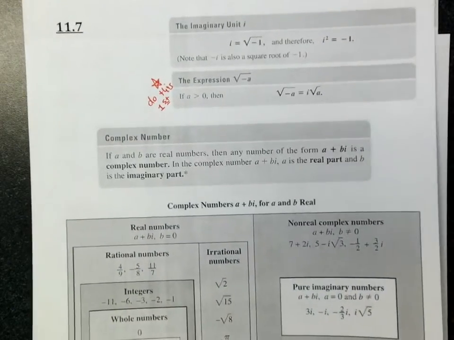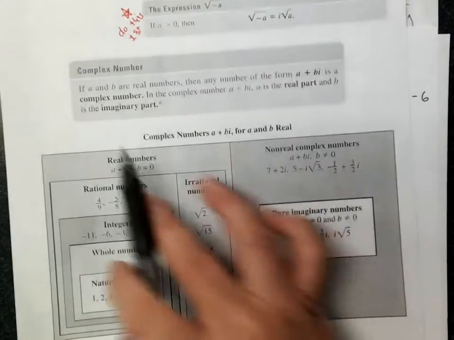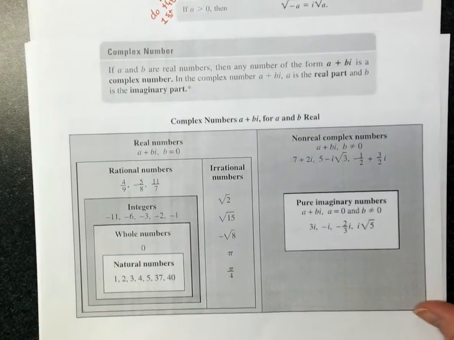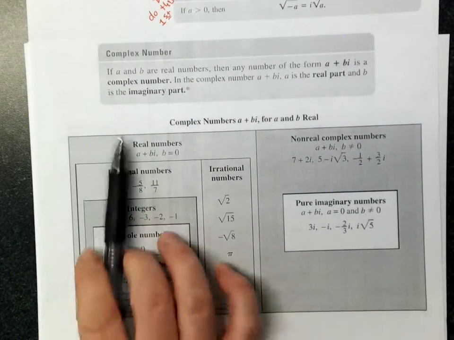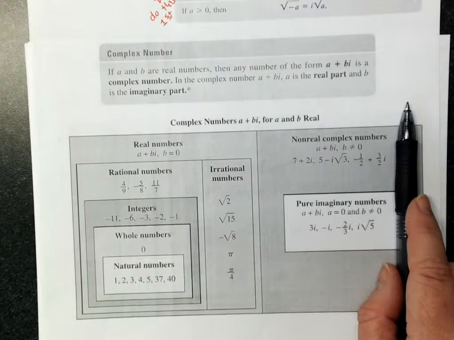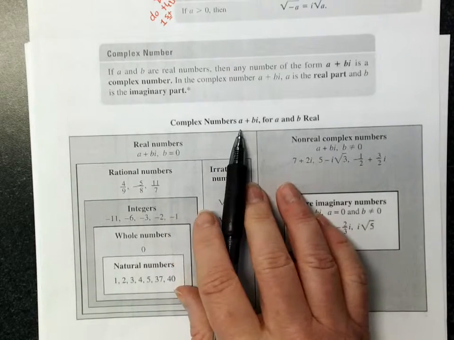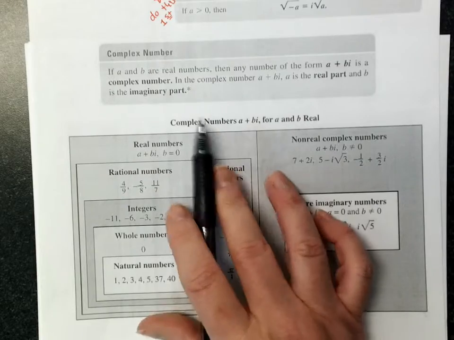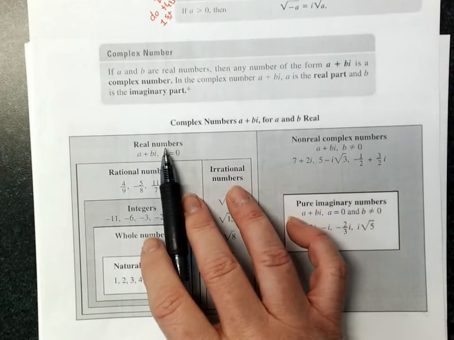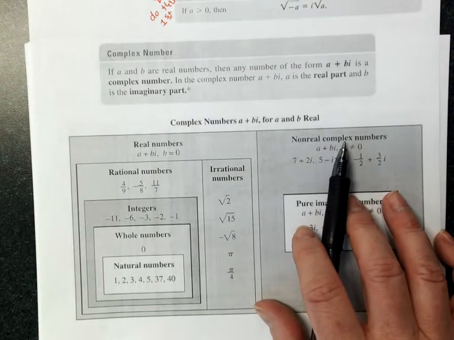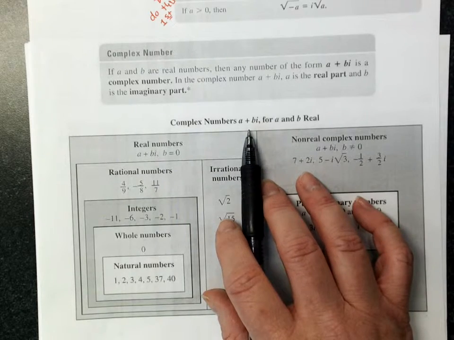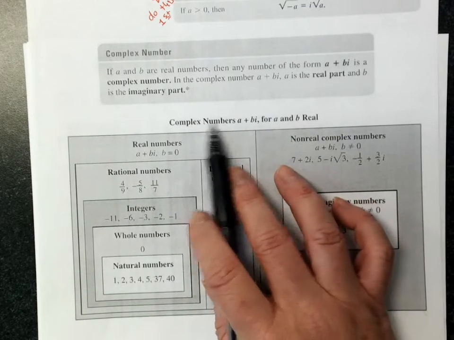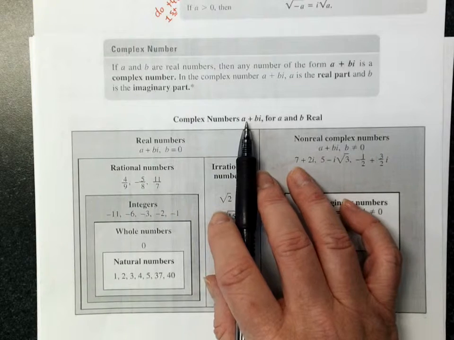So back on the handout here, we're going to look at that definition, but let's look at this box, this breakdown first. All of the numbers in the world are complex numbers. Complex numbers can be written in this form. Every complex number, both real complex and non-real complex, can be written in this form: a plus bi.